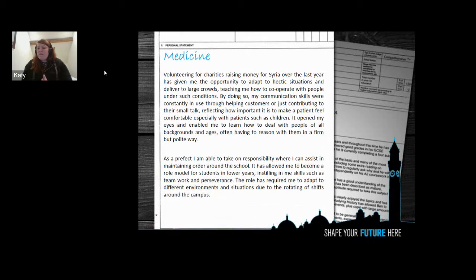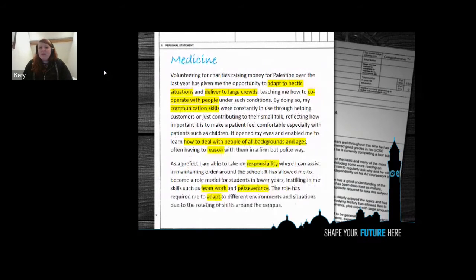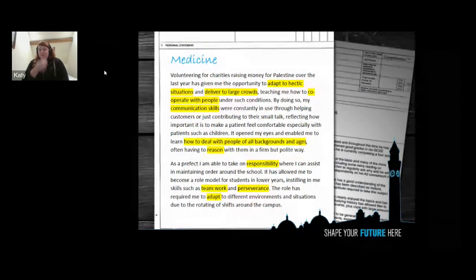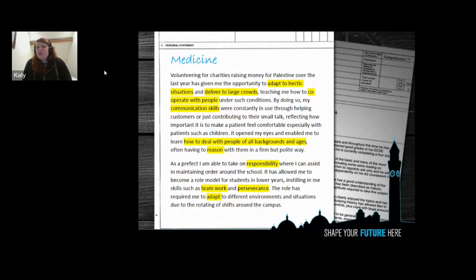I'm aware we don't have a huge amount of time and I want to leave you some time for questions, but I'll just give you an example here. So this is a medicine application. And what they've done is they have looked at those skill sets and put in there various things to show that they can be a good candidate for medicine.